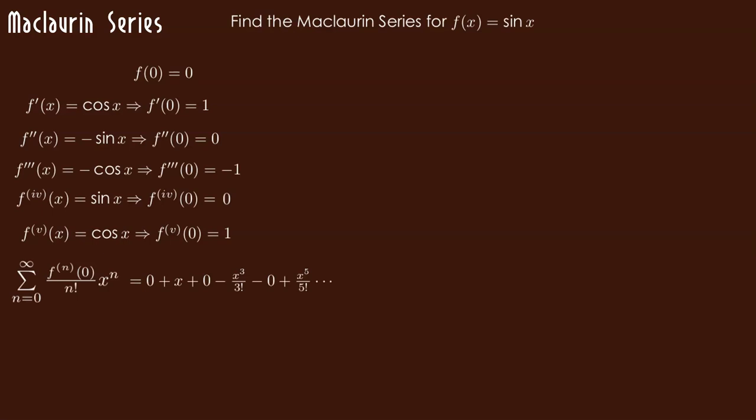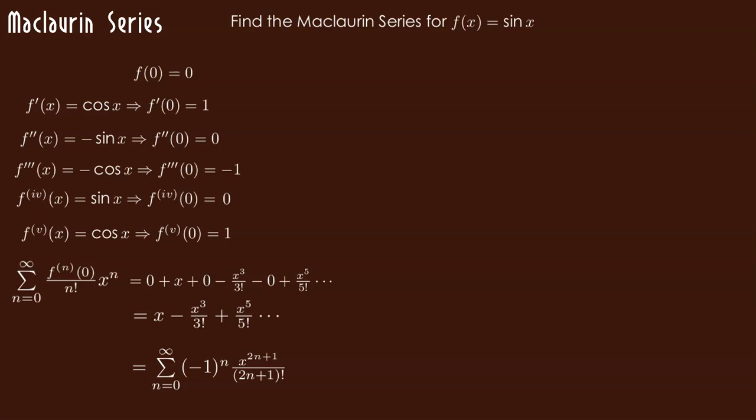So 0x, 0 x cubed over 3 factorial. The next one is positive x to the 5th over 5 factorial. So next I'll get negative x to the 7th over 7 factorial, etc. I'm only getting the odd powers, and the power on top matches the factorial on the bottom. So my Maclaurin series is the summation from 0 to infinity, negative 1 to the n, x to the 2n plus 1 over 2n plus 1 factorial.